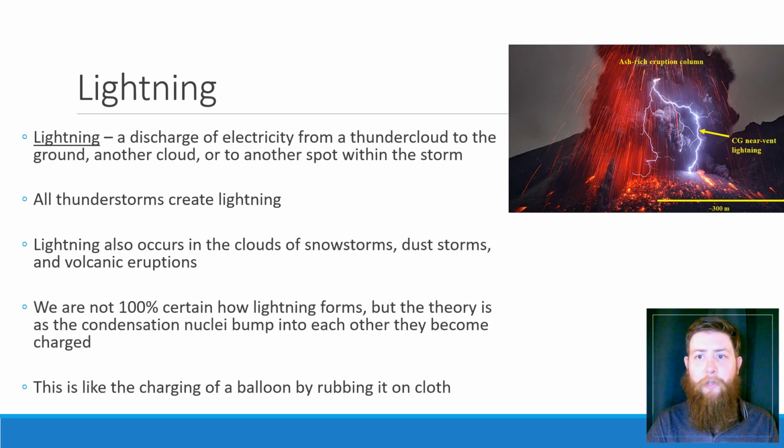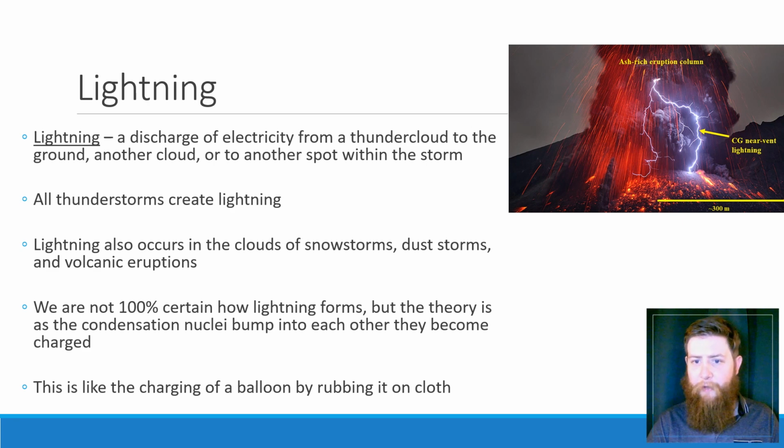With thunderstorms, we usually see lightning. And lightning is a discharge of electricity from a thundercloud to the ground, thundercloud to another cloud, or thundercloud to another spot within the storm. All thunderstorms create lightning. It's kind of in the name. But we also get lightning from clouds of snowstorms. Dust storms can have lightning, and volcanic eruptions, such as this picture here, can also have lightning, as we have these charged particles that create electricity.